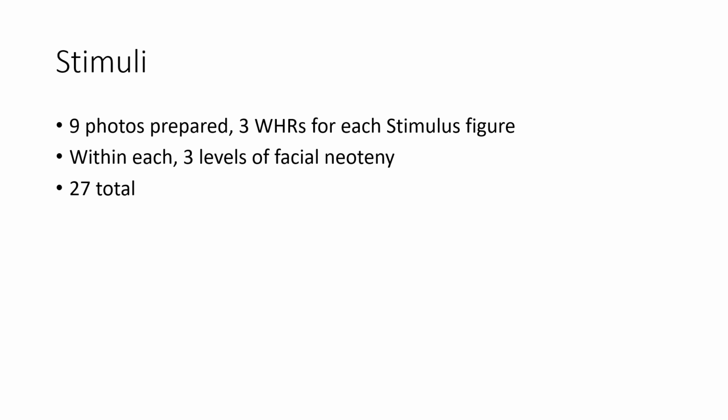So that brings us to the overall stimuli or pictures that they used in this current study. They used 9 prepared photos, and then from those photos, 3 waist to hip ratios were used for each of those stimulus figures. So the original, smaller, and the wider. And within those, they also had 3 levels of facial neoteny, so medium, and then low neoteny, and high neoteny or high youthfulness. So that brings us to 27 photos total that participants would view in this study.